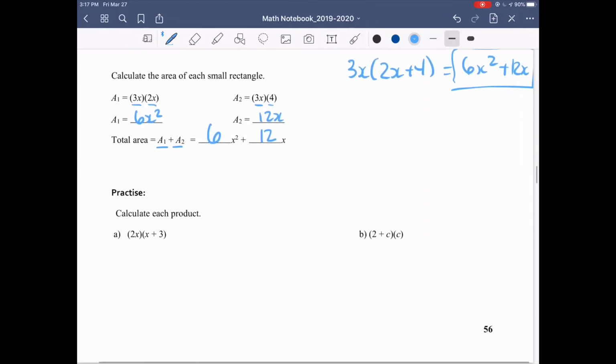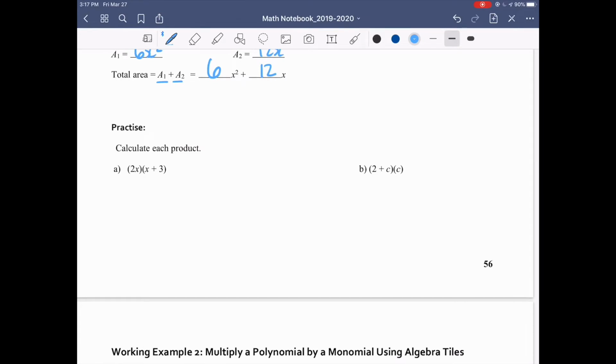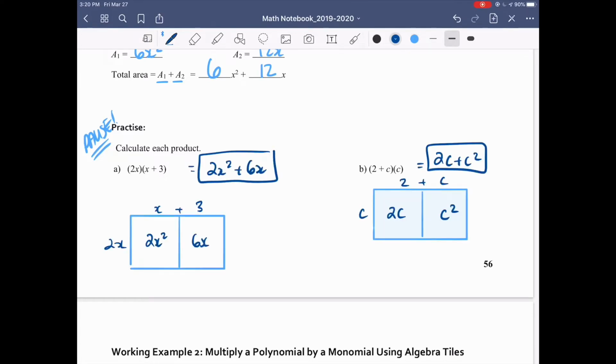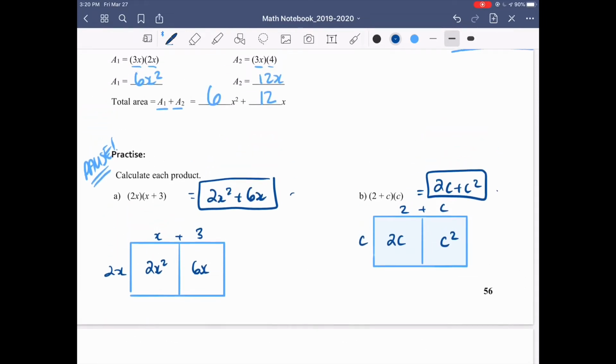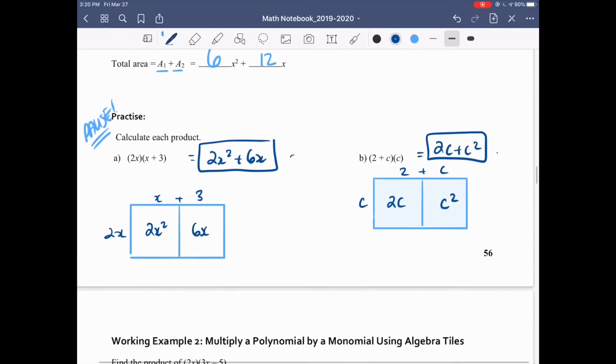All right, take a minute and try these 2 out on your own. Pause the video and come back when you are done. This is what you should have got for your 2 answers. You can pause the video and check how I solved it using the area models. So that's the first way you can solve polynomial times monomial.